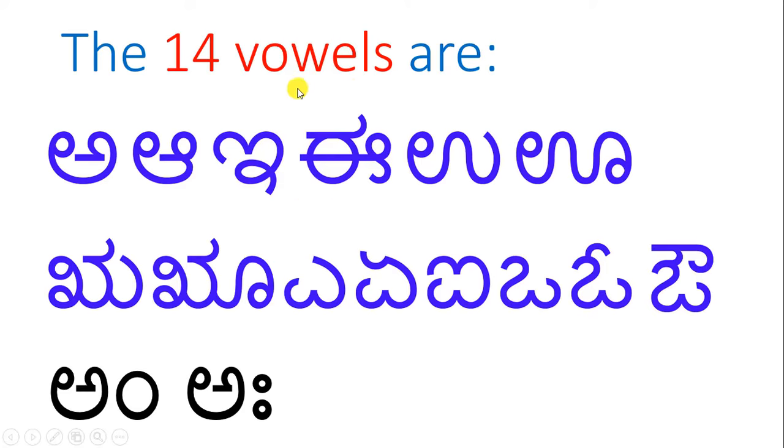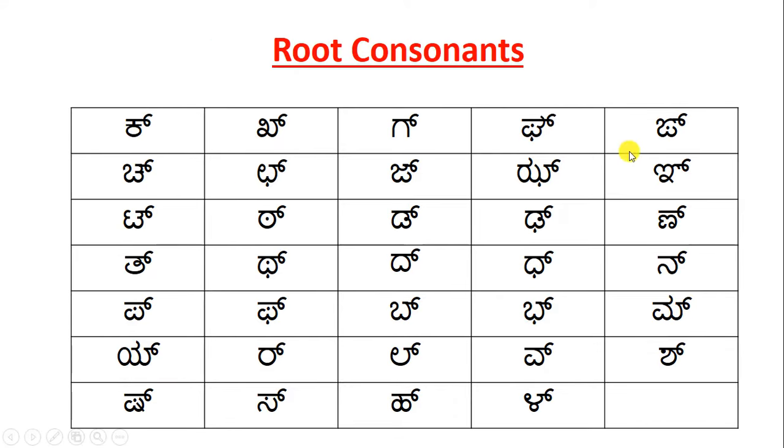Now, in the previous video, we had seen that there were 14 vowels that are used in Kannada language. Those are a, i, e, u, ru, e, i, o, au, and aha. Okay, so these two are extra. These were the 14 vowels that we had seen in the previous video. So in this video we'll see about the consonants.